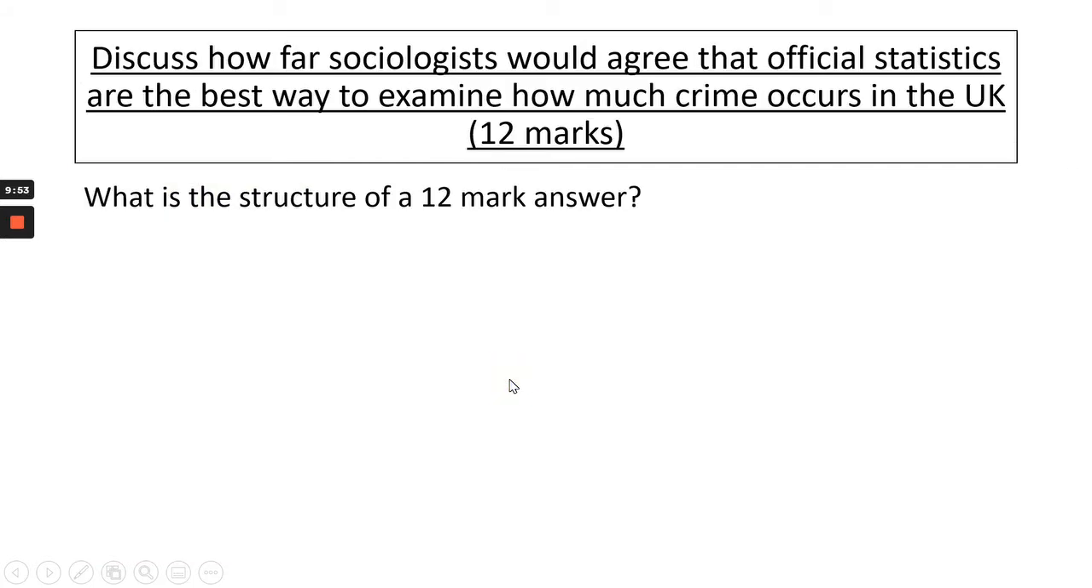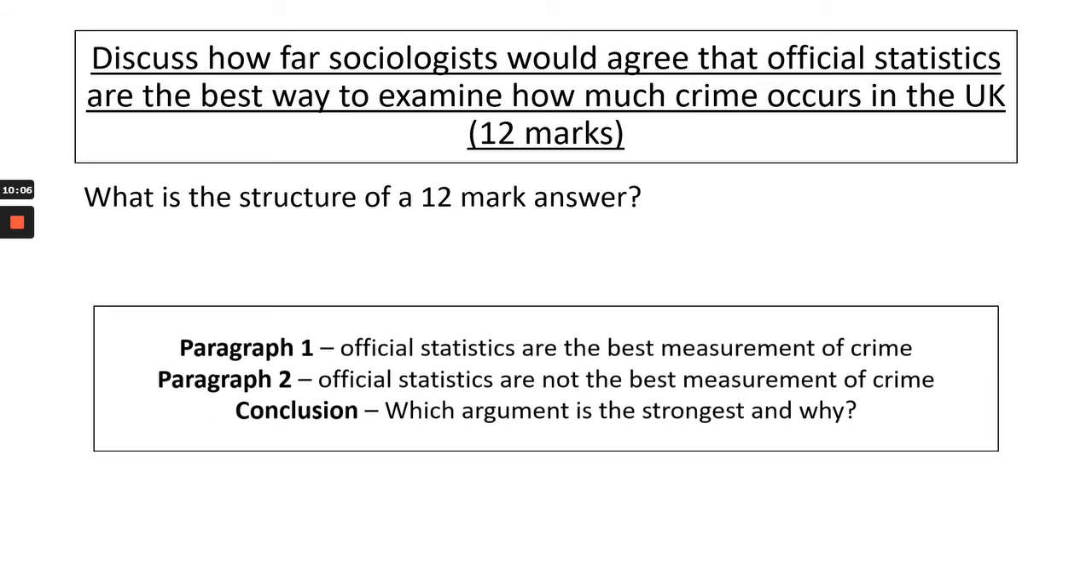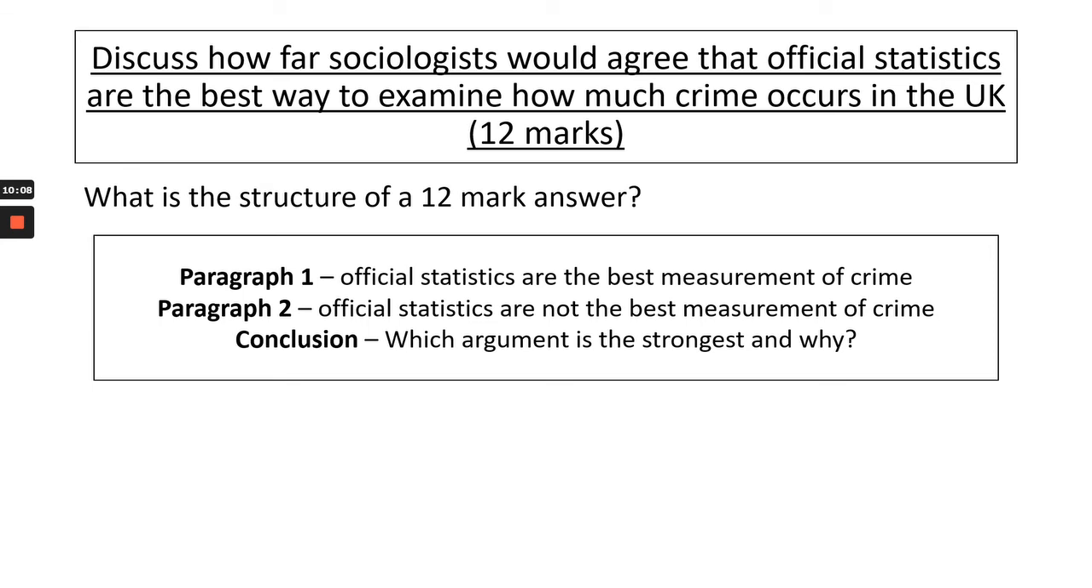So a 12-mark answer that could link to this is: discuss how far sociologists would agree that official statistics are the best way to examine how much crime occurs in the UK. So how you would structure this, obviously we know that 12-mark questions are a for and against and a conclusion. So paragraph 1 would be a for, official statistics are the best measurement of crime. And then paragraph 2, they're not the best measurement of crime, something else is. So it might be that you talk about victim surveys or self-report studies. Then you would talk about which argument is strongest and why.